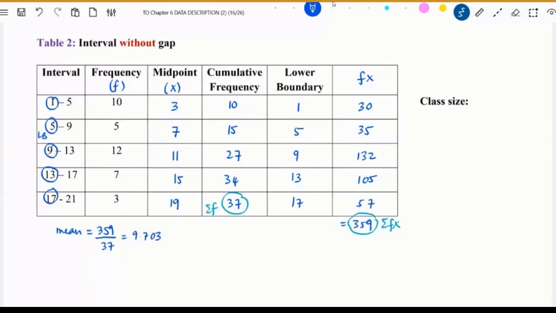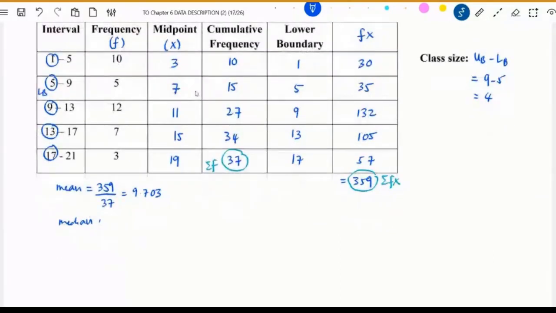And then for the median and for the mode, you need the class width. So what is our class width? 4. Let's say we take 9 minus 5, we get 4. Okay, so for the median, we're going to have 37 divided by 2. So observation 18.5, the same pattern. So based on CF, it lies here.